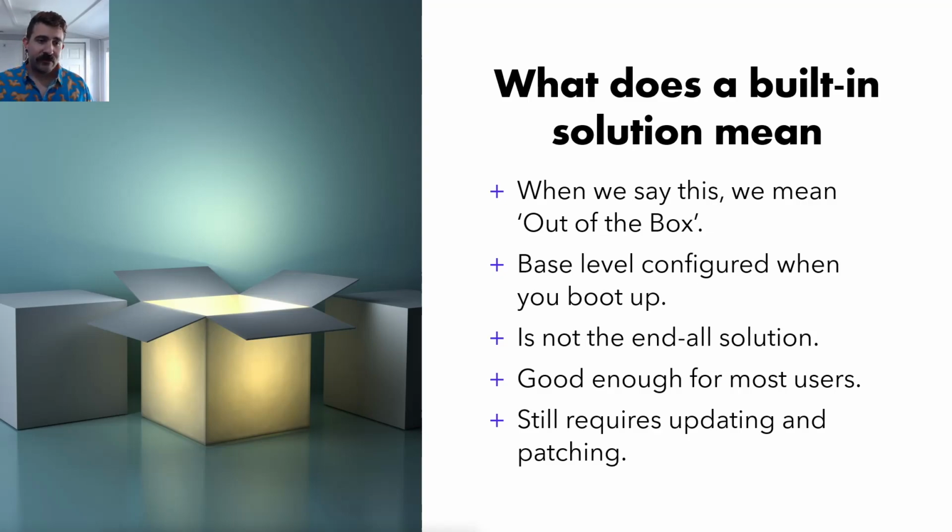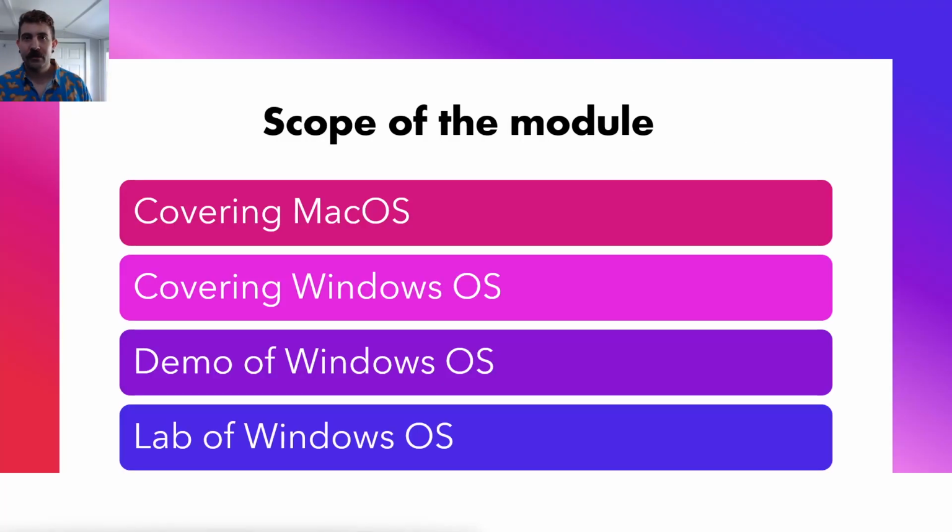So, let's just go ahead and scope, because we talked a lot about what a built-in security solution means. So let's just scope this module, right? The key emphasis: I can't unfortunately go over every single distribution, every single operating system, all variants, can't talk about Raspberry Pi or something like that. We have to be very homed in on what we're talking about here.